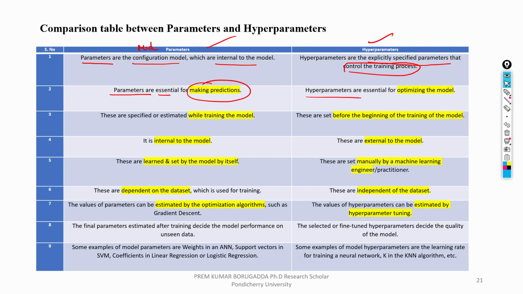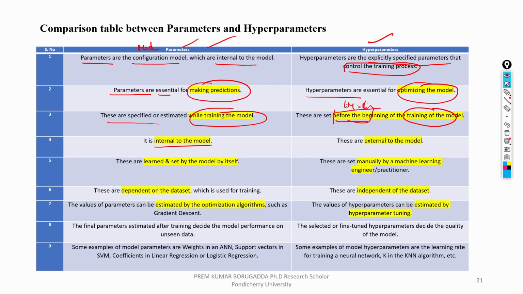Here hyperparameters are essential for optimizing the model. These are specified while training the model. While training the model, you have to specify these hyperparameter values, and you have to set them before training the model. Before you train the model, you set some of the hyperparameter values, like learning rate.